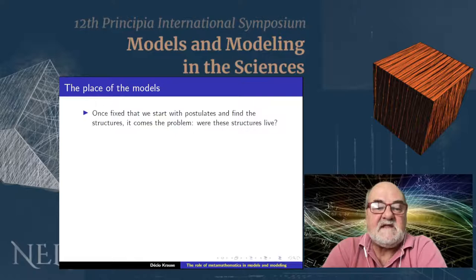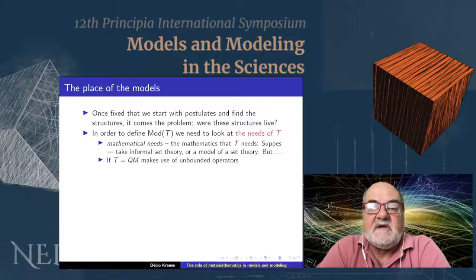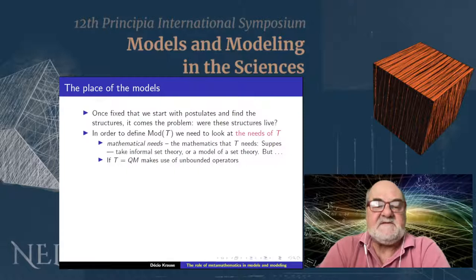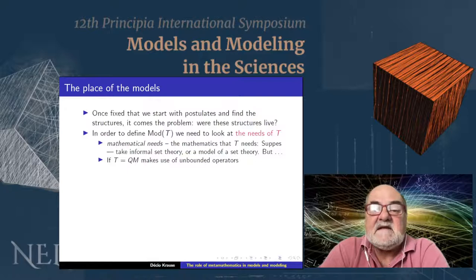What's the place of the models? Once you fix that we start with the postulates and find the structure, the problem comes: where do these structures live? In order to define models of T, we need to look to the needs of T, what the theory needs in order to specify its model. There are, first of all, mathematical needs, that is, the mathematical needs of T.